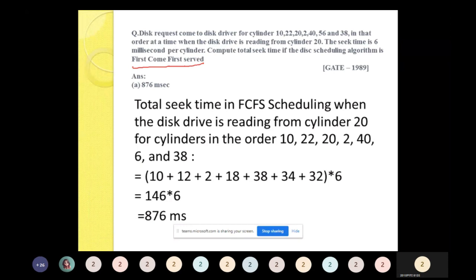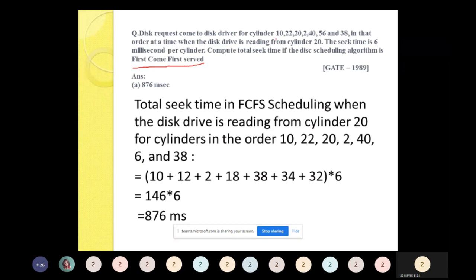FCFS means the disk requests are handled in the order in which they arrive. The first cylinder that arrives is completed first, so there is no reordering. It is a very simple and easy method.